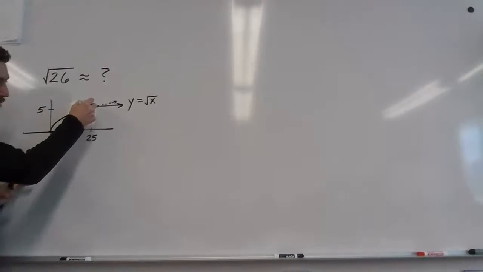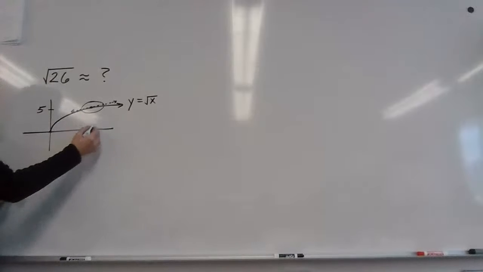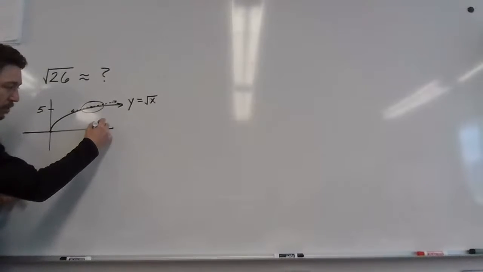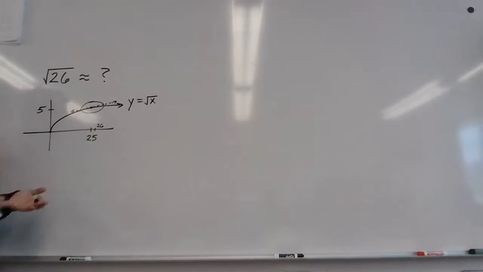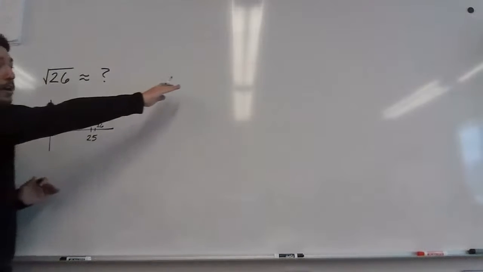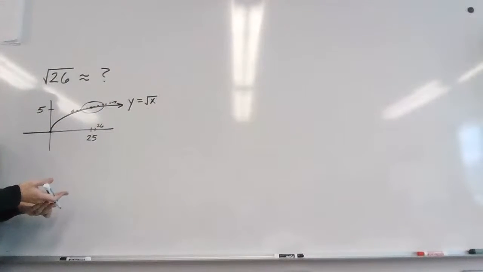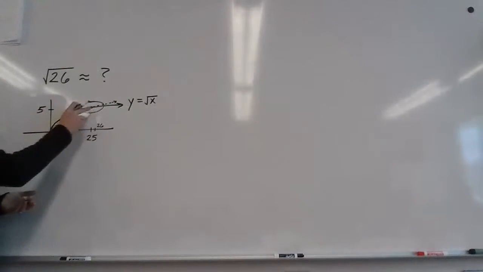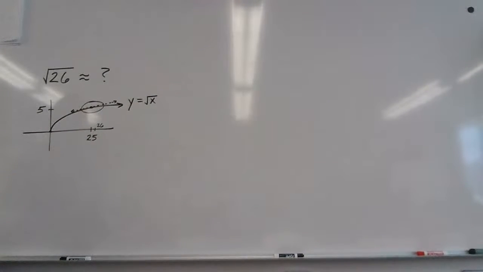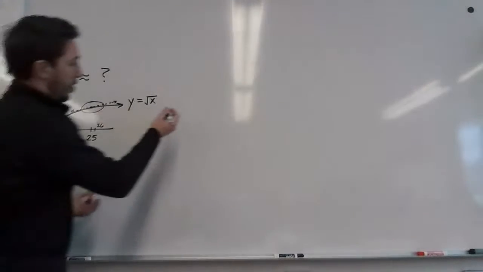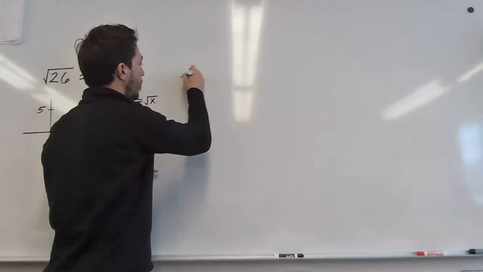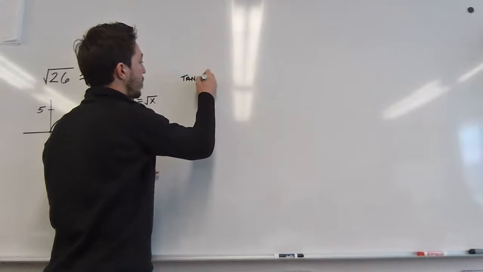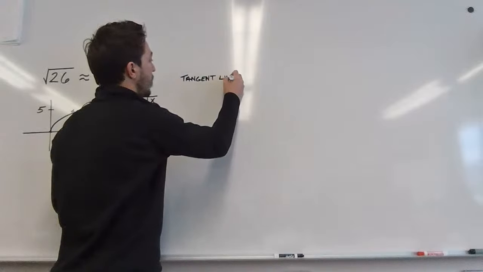Now, do you all see how in the neighborhood of 25, like if I go over to 26, that my tangent line is awfully, awfully close to my function? They're very close to each other in that neighborhood. If I go too far off to the right, it's not going to be a very good approximation. If I go too far to the left, it's not a very good approximation. But in this neighborhood, it's pretty good. So what I'm going to do is say, well, what's the equation of this line? What is my tangent line equation?